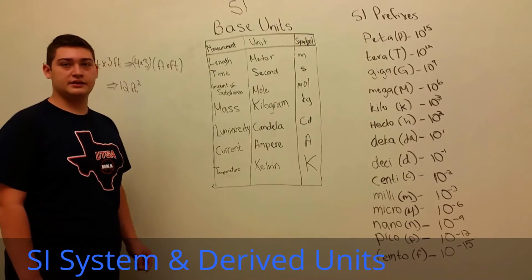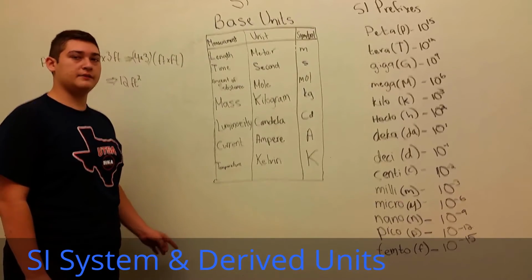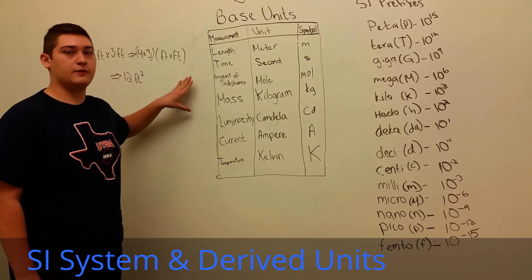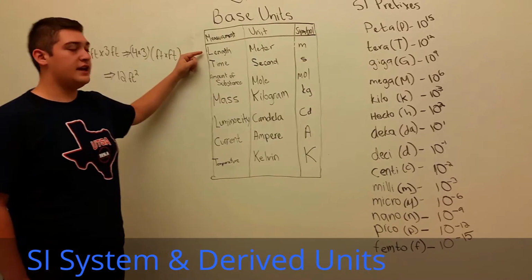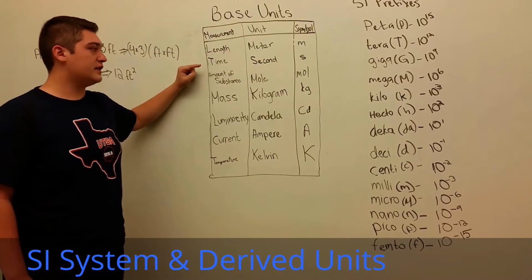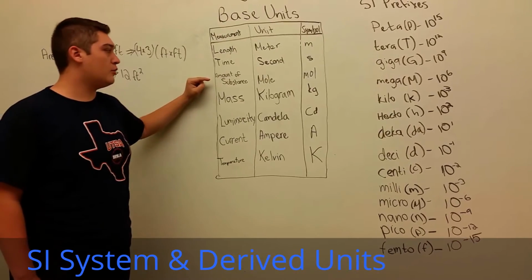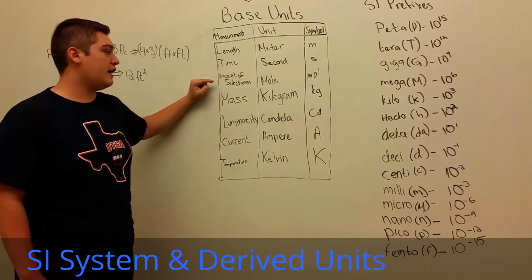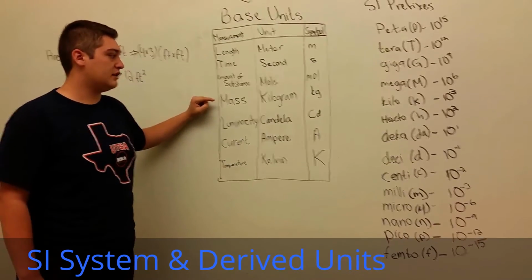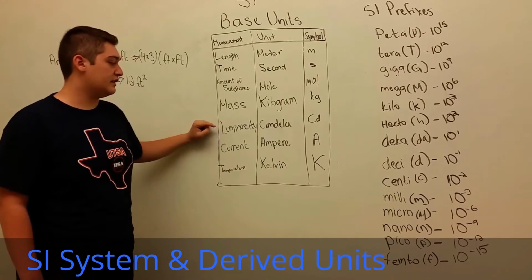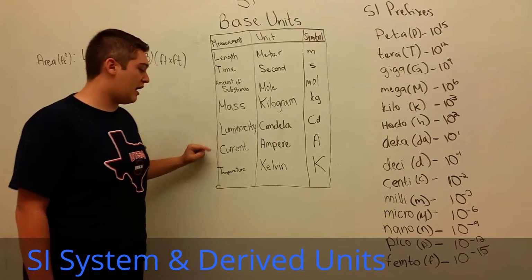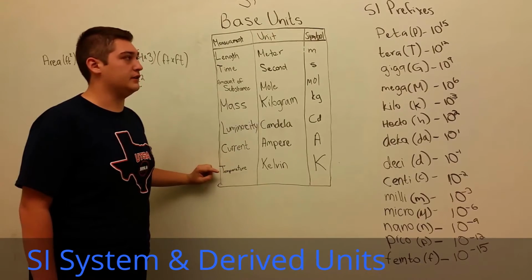The SI system is a system used to describe the quantity of a substance. You have 7 base or fundamental units. For length, you have the meter, time is measured in seconds, mole is the amount of substance you have, the mass is in kilograms, luminosity is in candelas, current is measured in amperes, and temperature is measured in Kelvin.